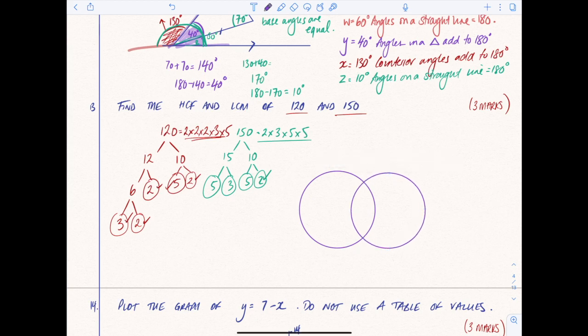And then I'm going to put 120 here, I'm going to put 150 here, play a game of snap. So what's in both lists? Well, I've got a 2 there and a 2 there, so a 2 goes in the middle. I've got a 3 there and a 3 there, so 3 goes in the middle. I've got a 5 there and a 5 there, so the 5 goes in the middle. Nothing else matches up. What's left over? Well, there's a 5 left over for 150, and there's two 2s left over for 120. So that's my Venn diagram. I fill that information in.